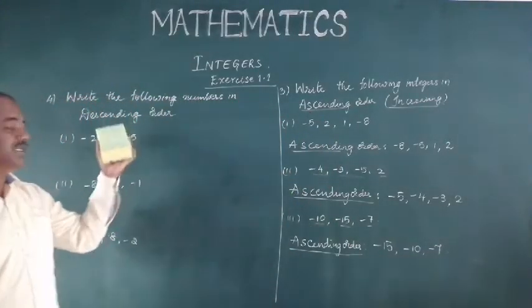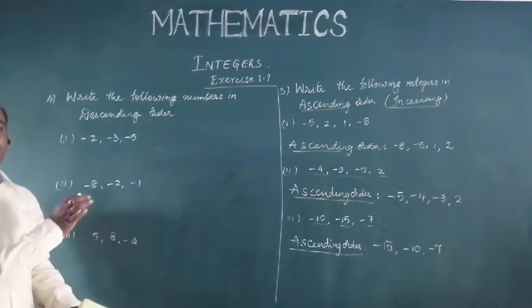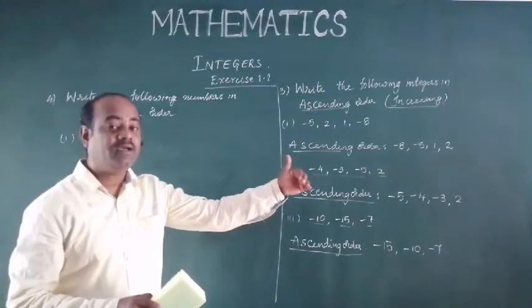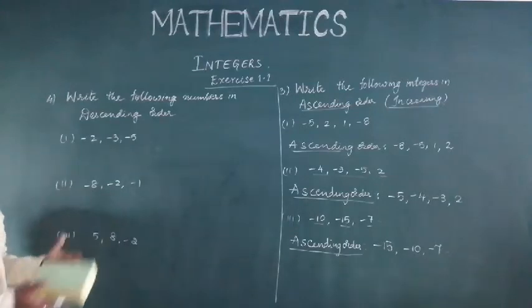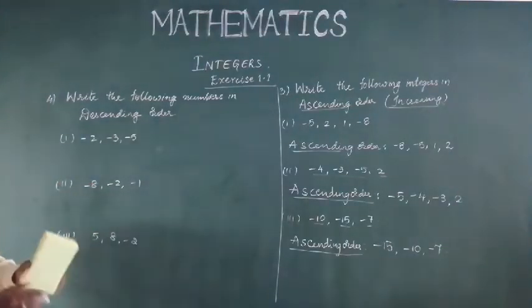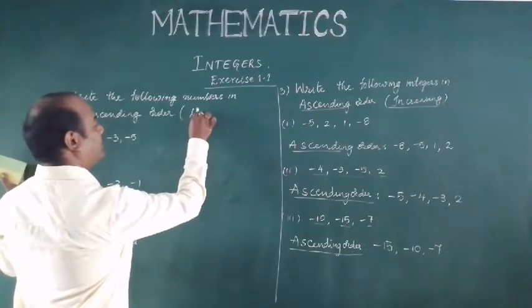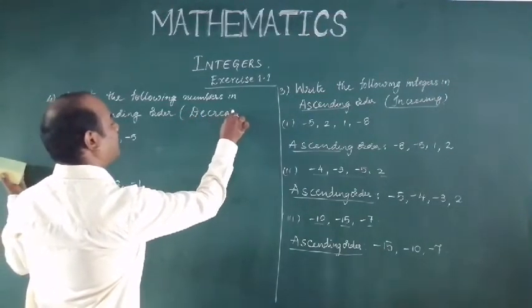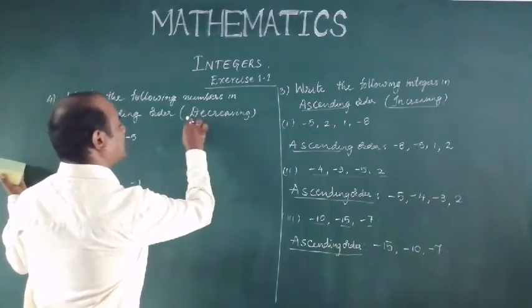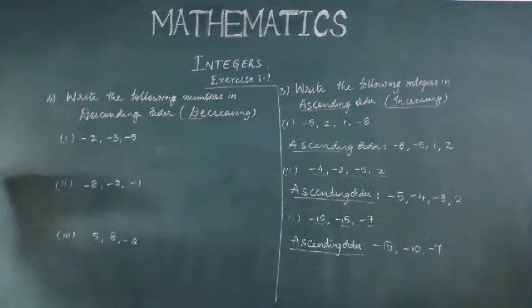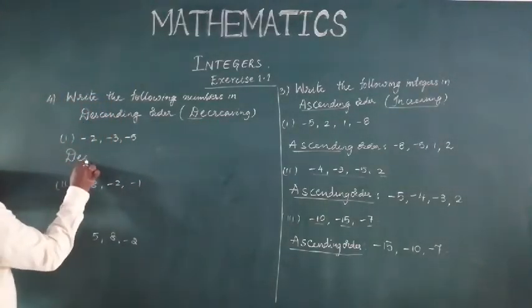Ascending means this; descending is the reverse of that one. We wrote small to big. Here decreasing means big to small. After writing this, I will give time to write. Don't write anybody. Now, descending order means, what is that? Decreasing order. Decreasing is nothing but start from big value to small value. So, descending order.